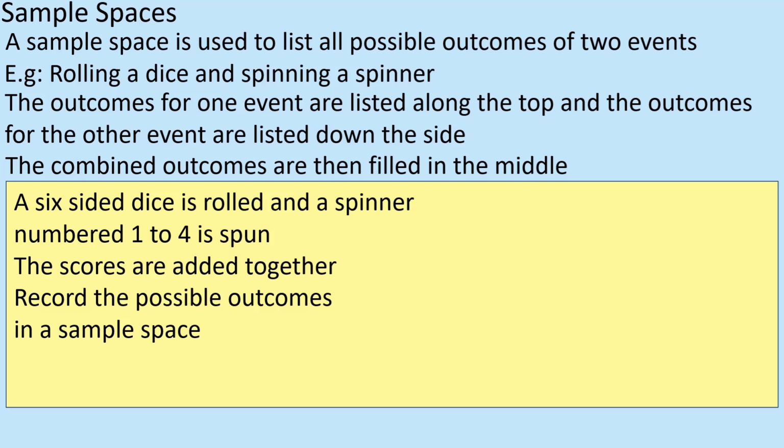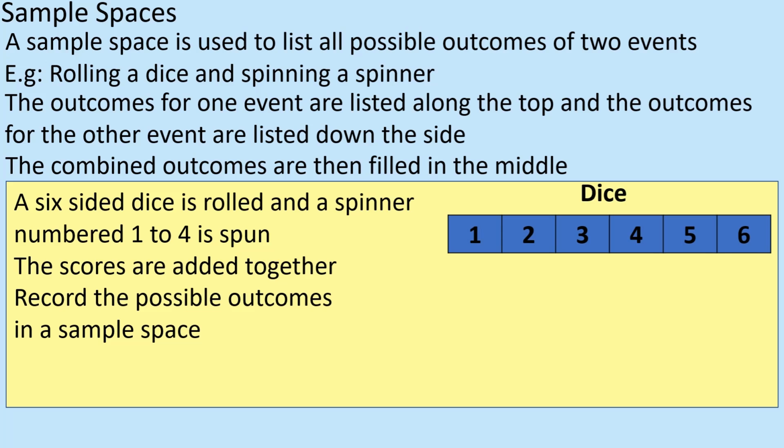So let's look at an example. If I've got a six-sided dice and I roll a spinner and numbers 1 to 4 is spun, the scores are added together and then record the possible outcomes in a sample space. So we're trying to think about what the potential results will be. Rather than trying to think about what the potential results would be, we produce a table together to show us what all the results will be.